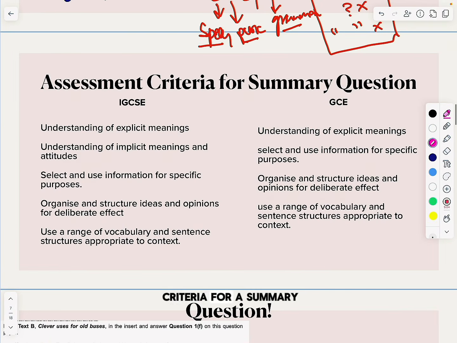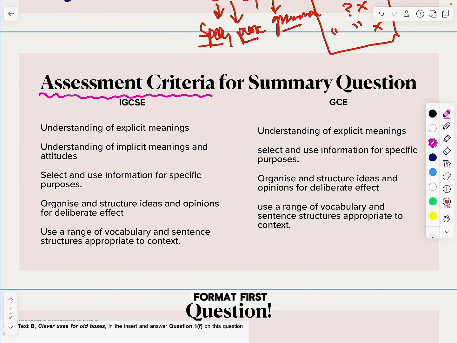What is the assessment criteria for a summary writing question? Now, this is where things start to get slightly tricky. Differences in IGCSE and GCE start becoming a bit obvious when it comes to the assessment criteria. So what do I mean by assessment criteria? Assessment criteria actually means the way that you are being judged. What is the examiner looking for when they are looking at your answers?